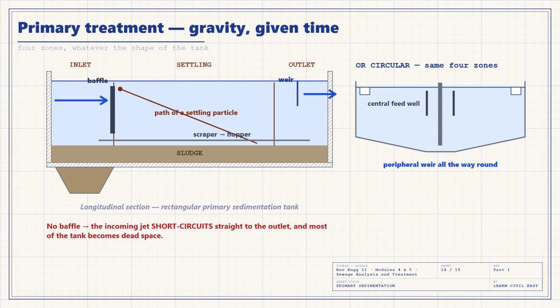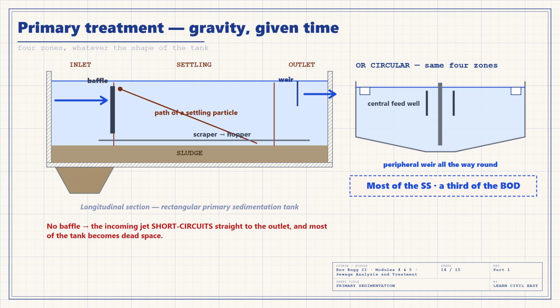Primary treatment takes out most of the settleable solids, and with them roughly a third of the BOD. What it cannot touch is what is dissolved. Gravity has no grip on that. And that is exactly why secondary treatment exists.